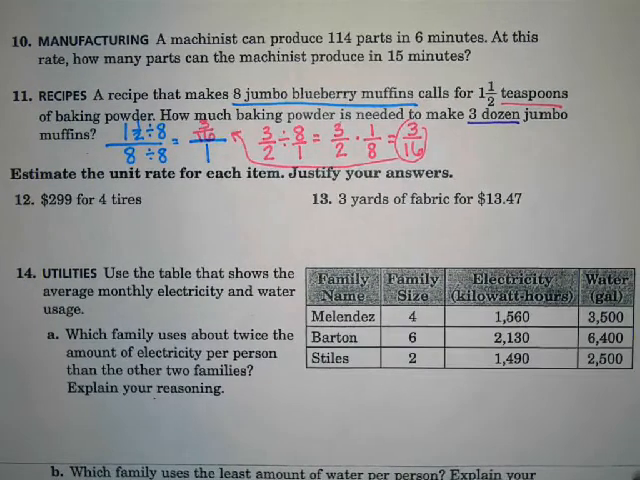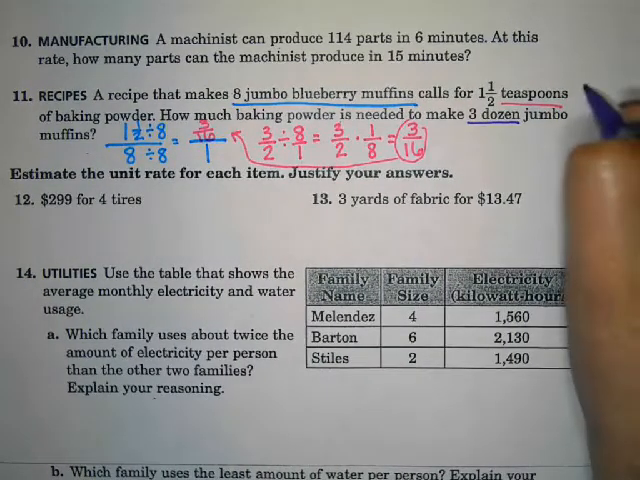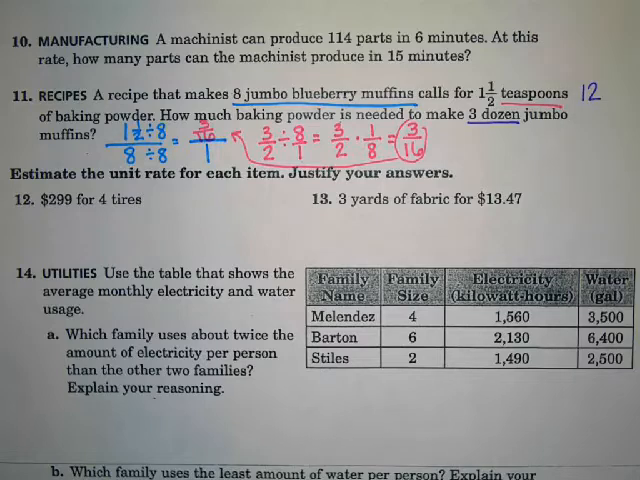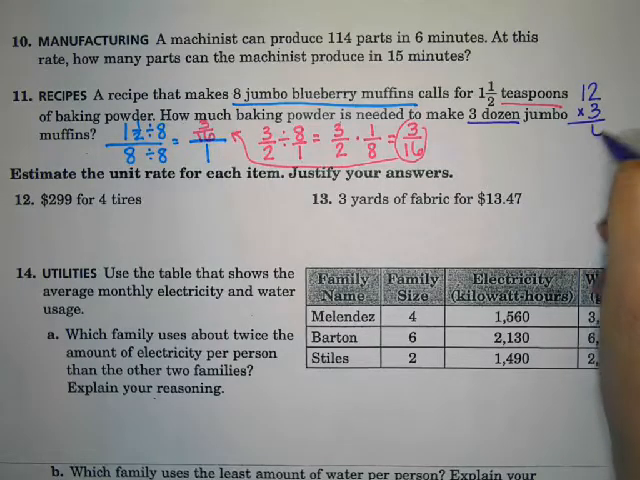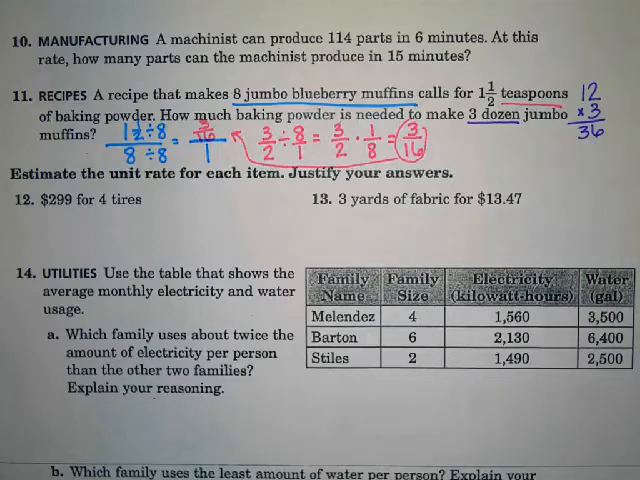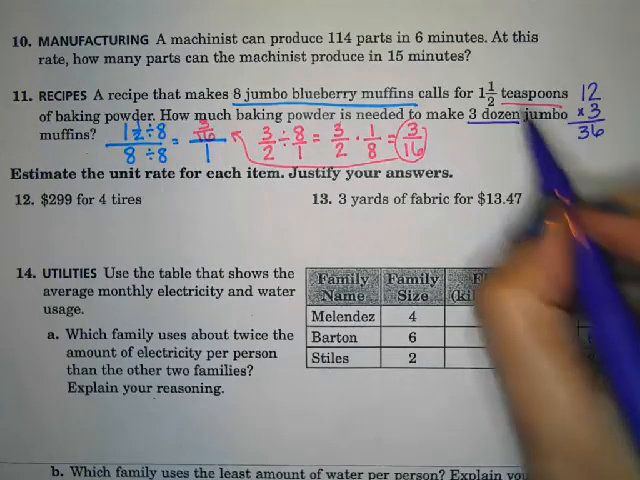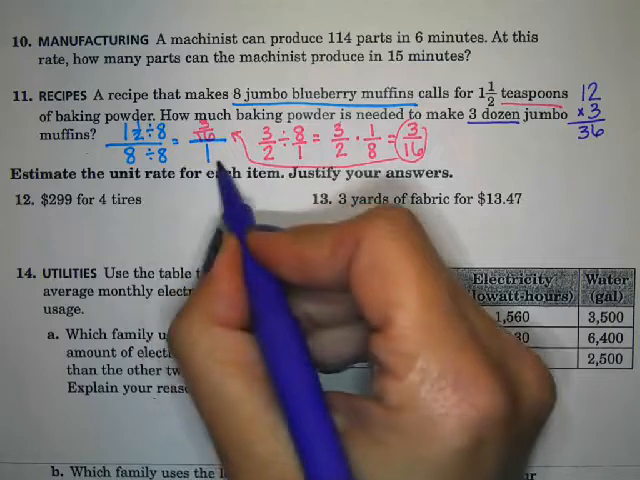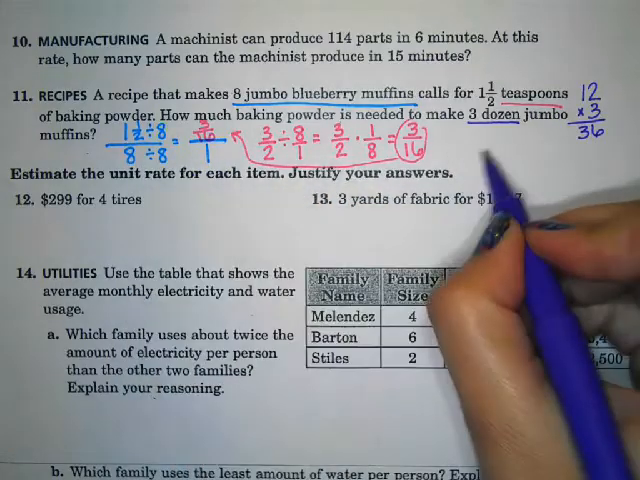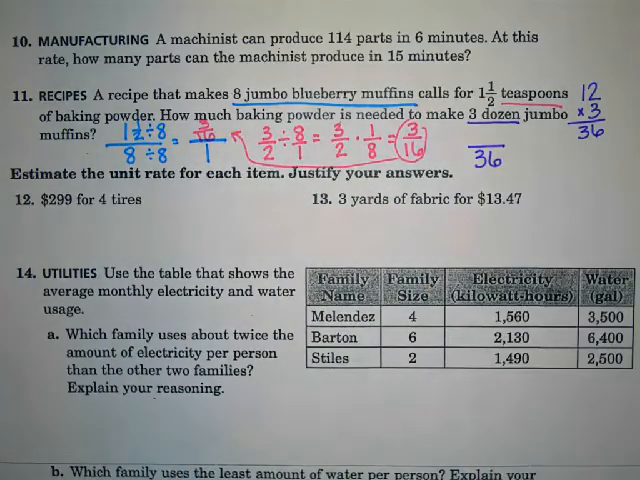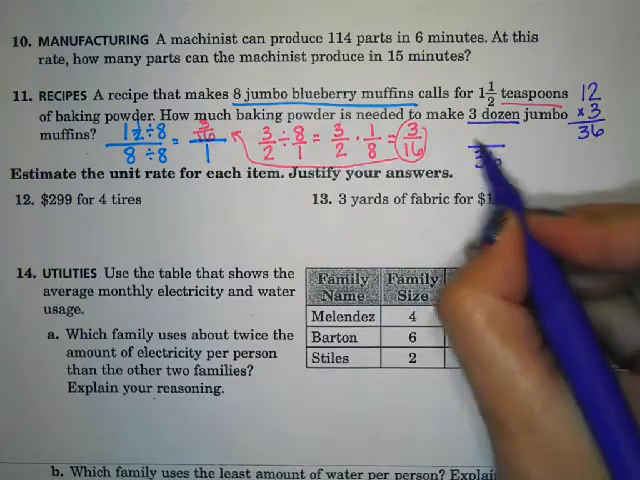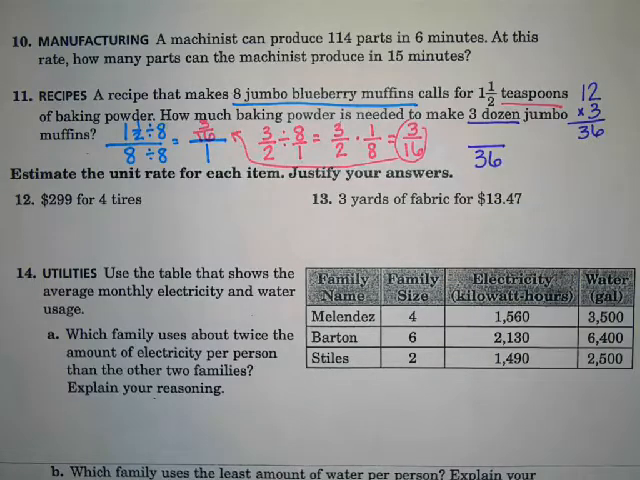If you remember, there are 12 in 1 dozen, and we have 3 of that. So 12 times 3 is going to give us 36 muffins. So we have 36 muffins. So our final count here, if we look at our ratios that we did, 36 muffins is what we want to have. And we want to know how much baking powder we need.